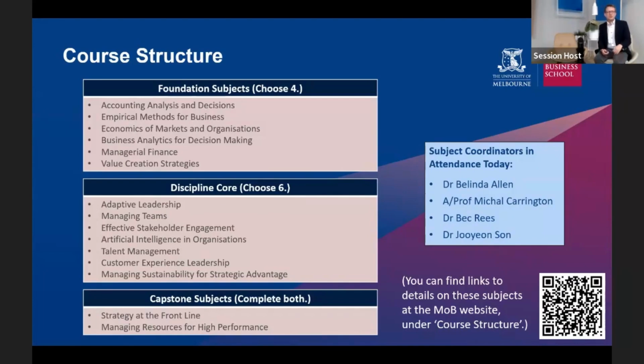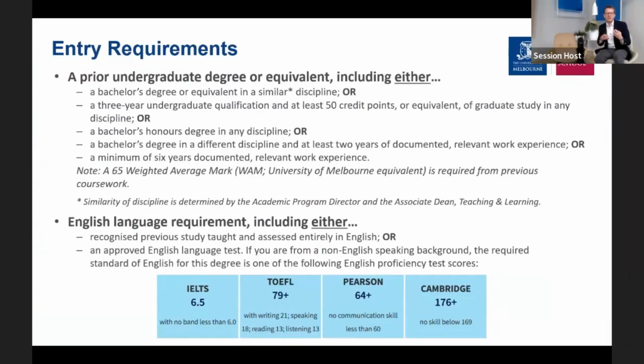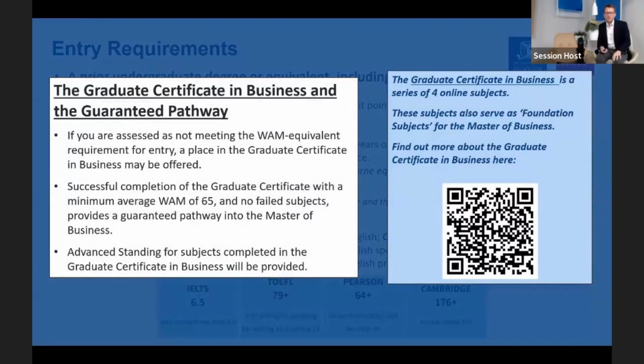So it's a very plausible pathway that lets you make use of all of the experiences and the subjects that you're taking with us, and gives you this advanced standing into our program. So I encourage you to send us an application, even if you think you're on the borderline, because we may offer this as an option for you if you're not quite meeting the Master of Business requirements. And ultimately, you would be able to get into the program and take this degree as well.